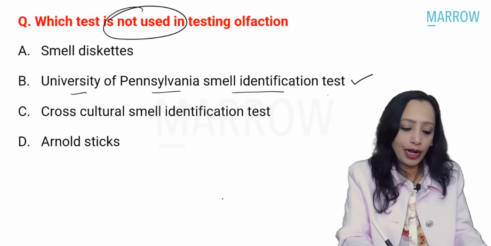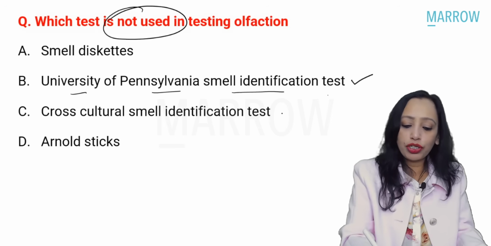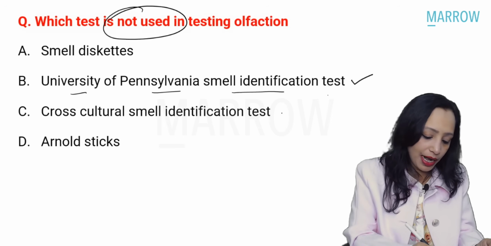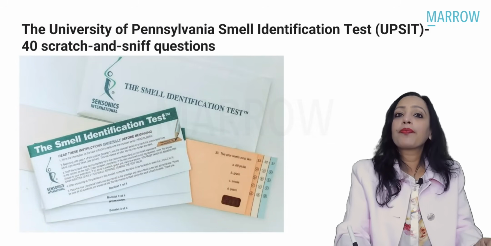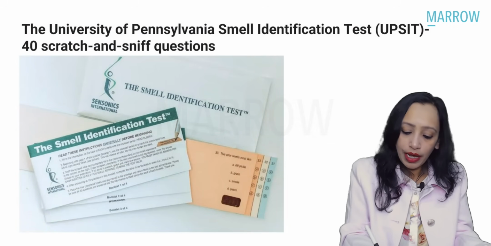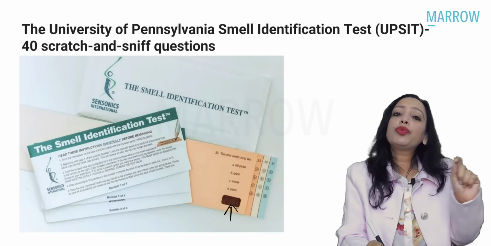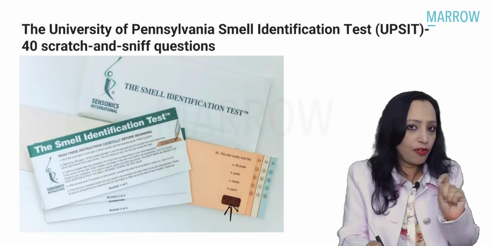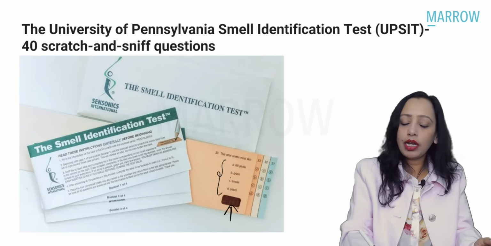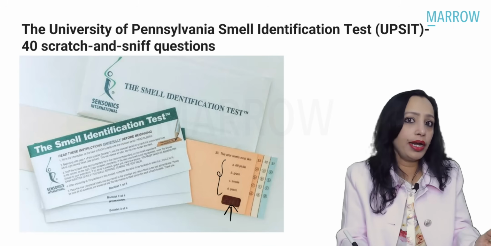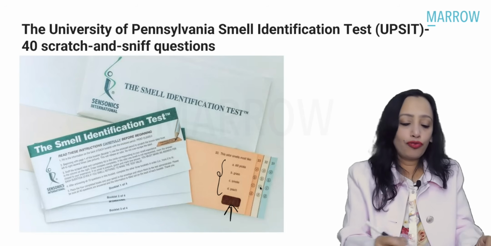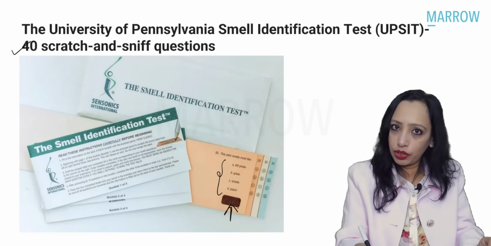We already know that. Now, what is cross-cultural smell identification test? What is University of Pennsylvania smell identification test? In this, the odorant is encapsulated in this area, which needs to be scratched by the patient with the help of a pencil. The patient needs to smell it, and there are 4 choices given here. He needs to mark the most appropriate that he feels is the smell. So this contains 40 scratch and sniff questions.